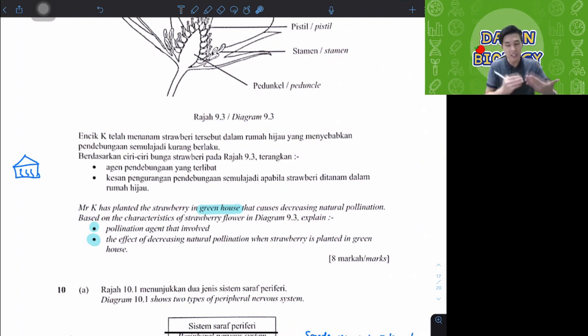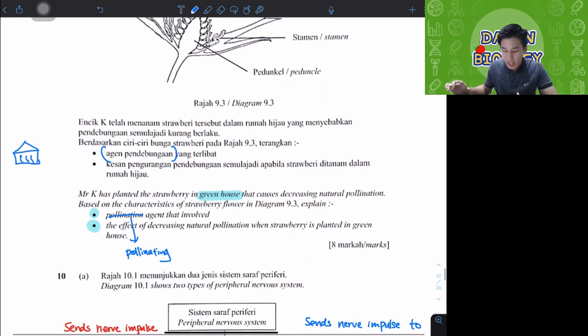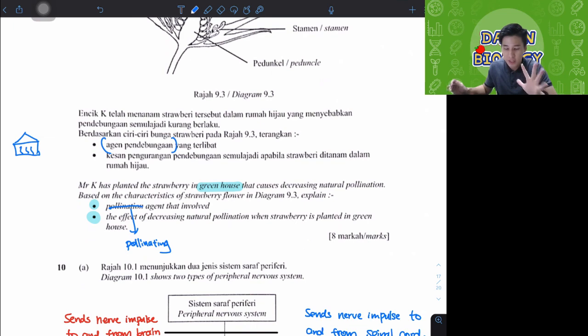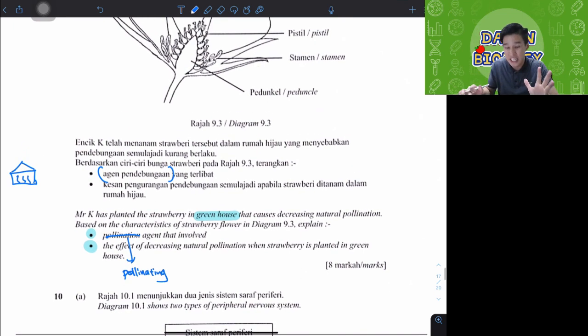Actually, it's called the pollinating agent that is involved. Pollinating agent. So pollinating agents are mainly insects, that help transfer pollen grain from the male part of the flower to the female part. So they want you to explain the pollinating agent that is involved. First question. Okay, so let's answer this one first.